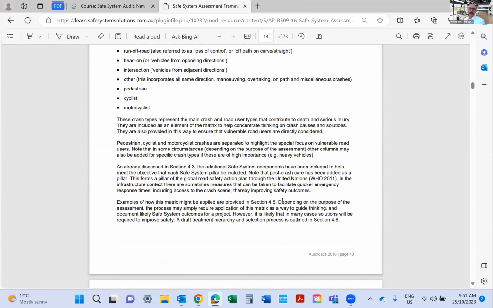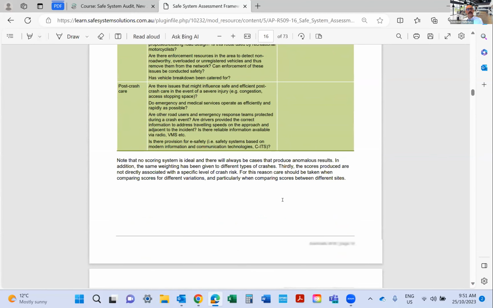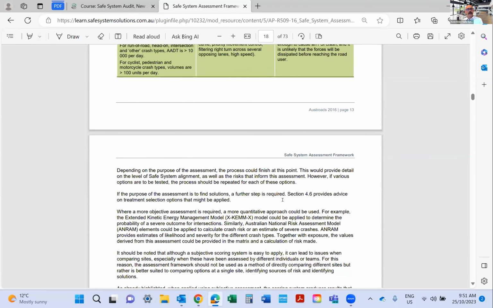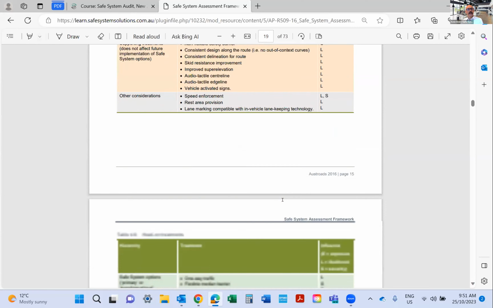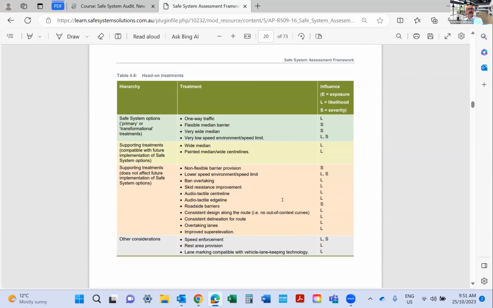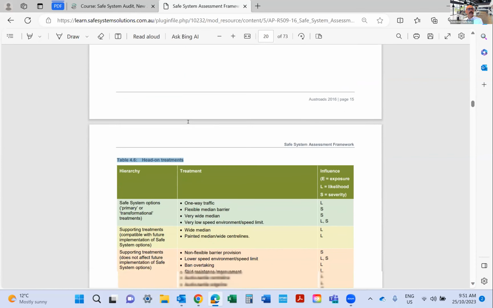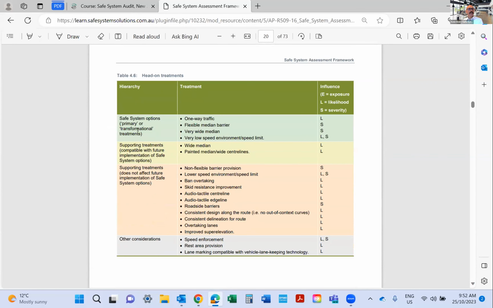So there's a bit of background information in here, and then keep going. There we go. Okay, any of these. So you can see these colored charts. The table heading is head-on crashes for this one. You can see, so this is saying that's the crash type. And here are some primary treatments in the green: one-way traffic, flexible median barrier, and the like. And then the next two, the yellow and the orange, they are supporting.